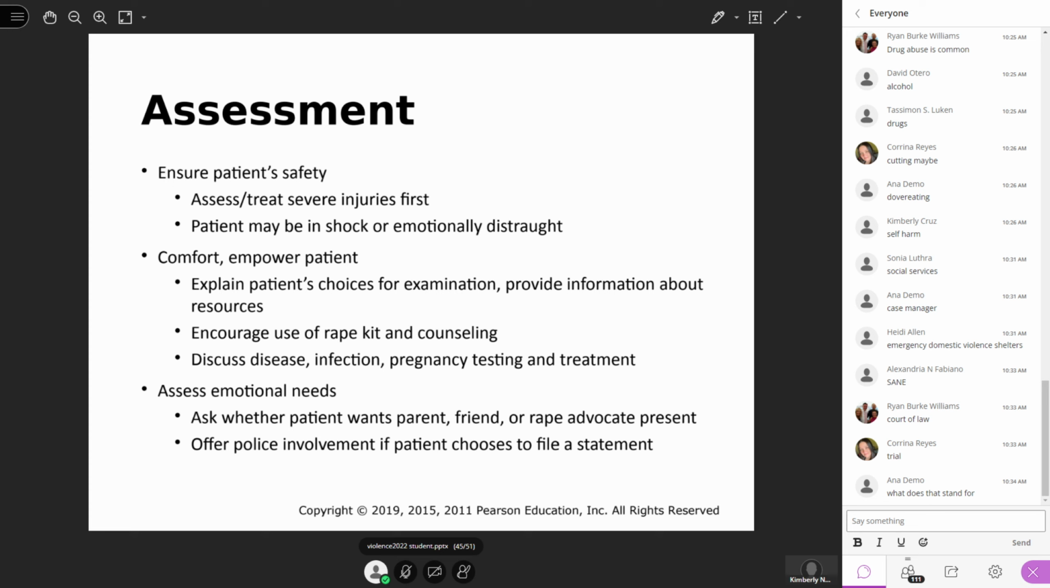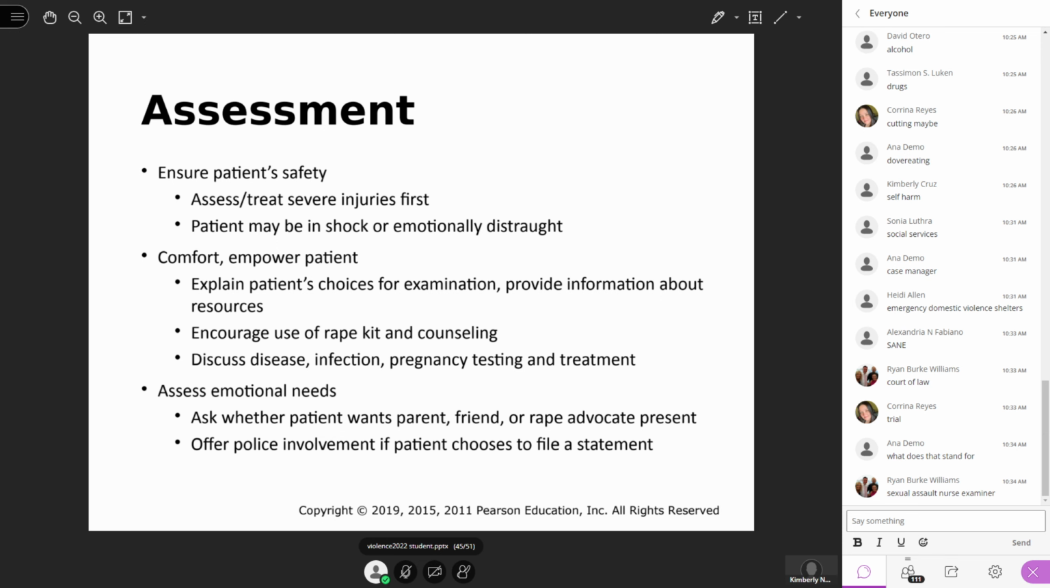All right. We are going to assess the patient's emotional needs. We might want to ask, do they want a parent, a friend, or an advocate present, somebody to be there? Sometimes, depending on the age too, a minor might not want a parent to be present. Sometimes they might not want a parent to know. Okay.